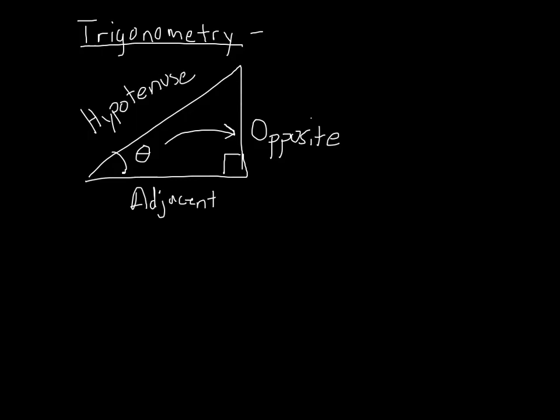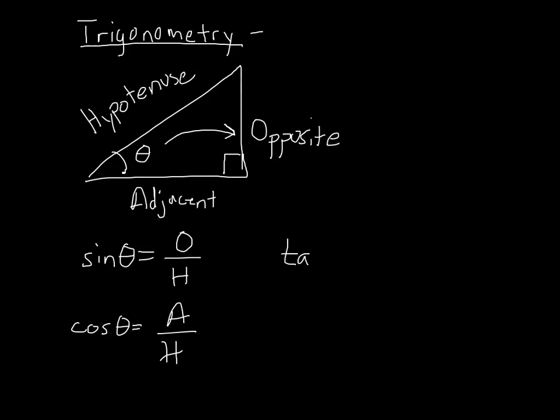We have some trig functions we can write for these things. Sine theta is equal to the opposite side over the hypotenuse. Cosine theta is equal to the adjacent side over the hypotenuse. And finally, tangent of theta is equal to the opposite side over the adjacent side.